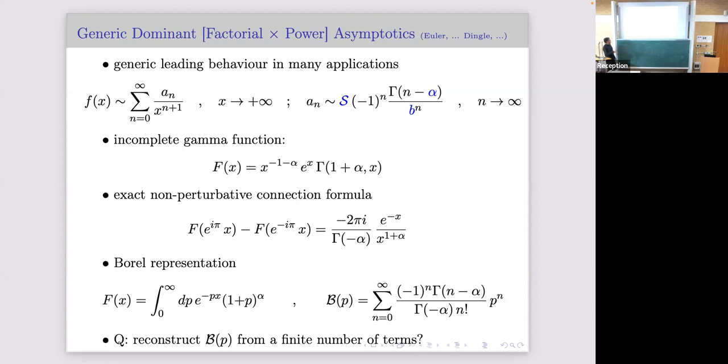There's also a very simple Borel representation. It's just a simple function with one branch point cut, whose exponent is exactly this parameter. And the perturbative expansion of the Borel transform is just the expansion here divided by n factorial. So that's all. This is a problem that's totally under control.